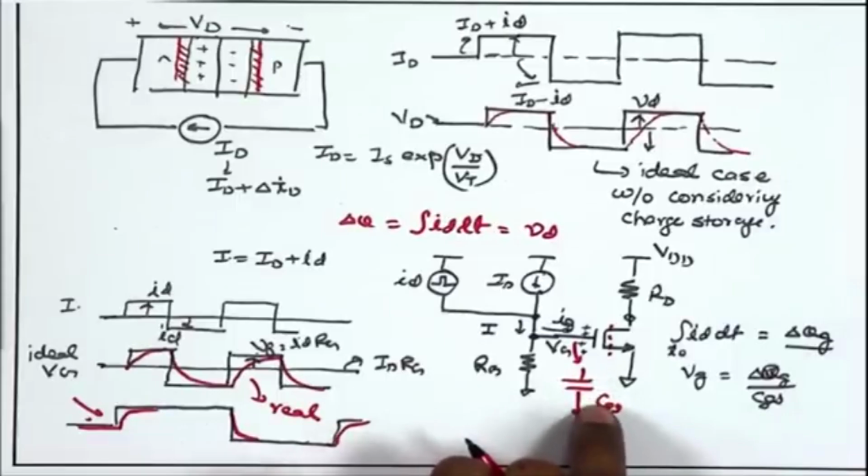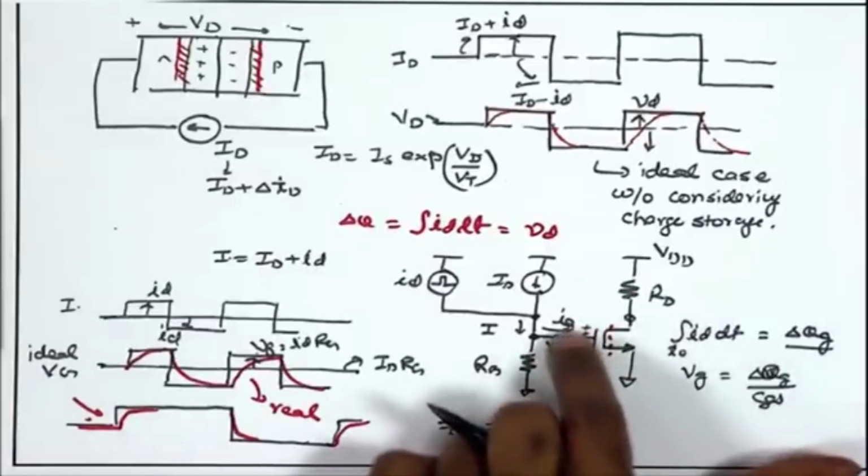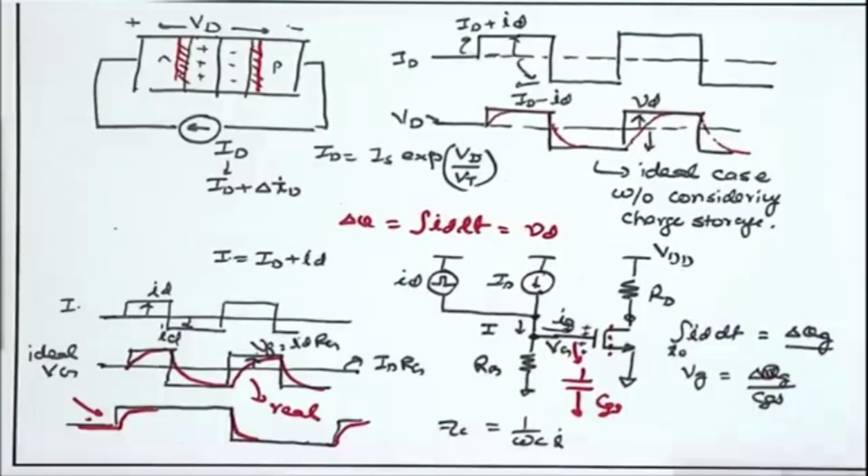That can also be understood from the point of view of the complex impedance of the capacitance. If you have the complex impedance of the capacitance ZC defined as 1 upon omega C, or including the phase factor, 1 upon j omega C, then for larger frequencies their impedance reduces, and therefore they can no longer be treated as open circuits. We need to take into account their finite impedances.